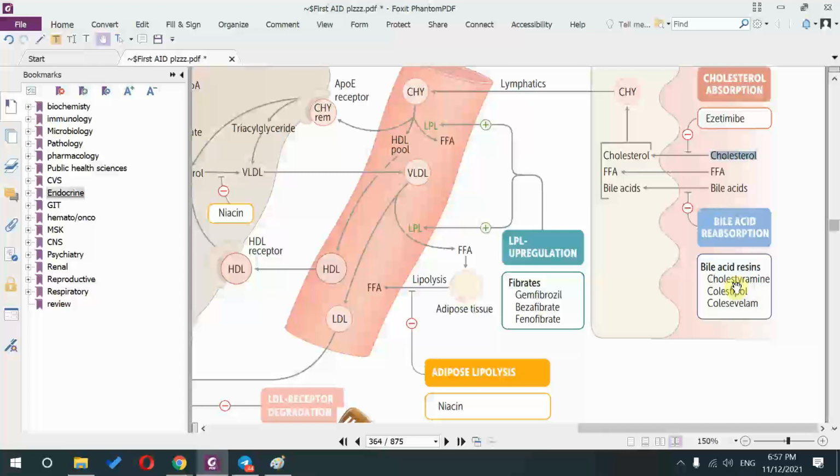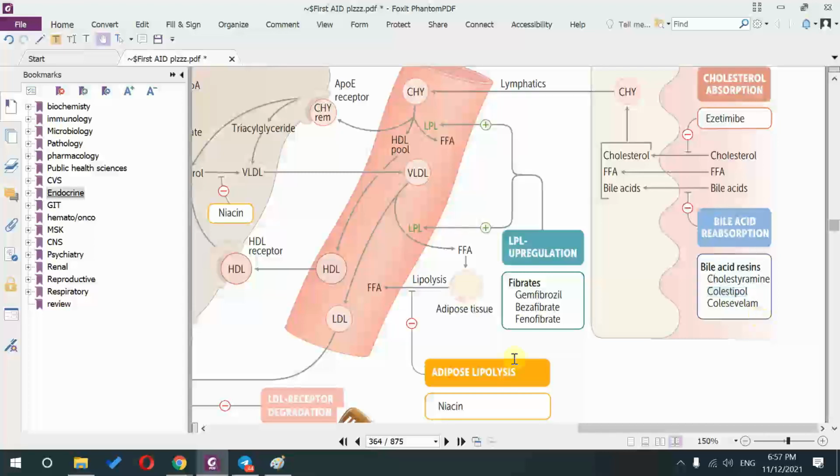So the resins prevent the bile acid from working, so that also can lead to fatty stools, like when you use cholestyramine and colesevelam. Weird names.